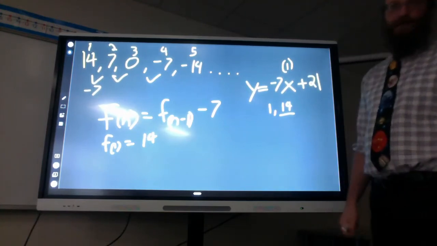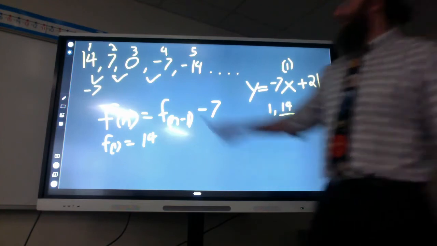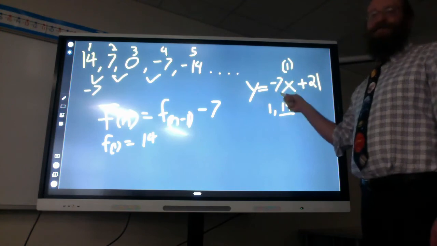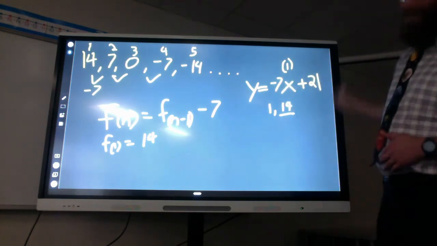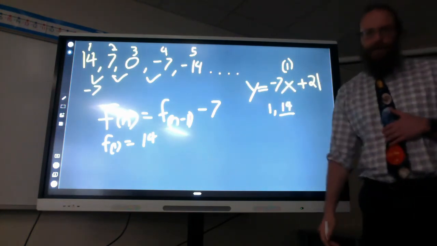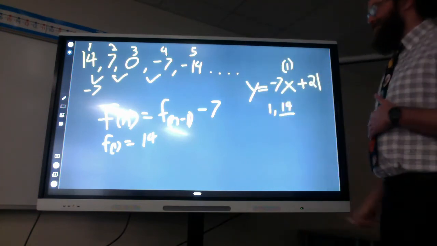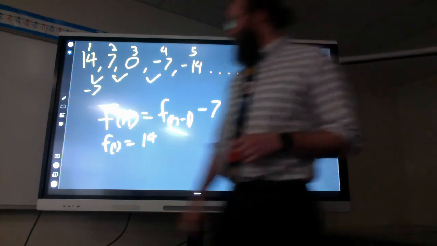Let's see if that works for all the other steps. I'm going to start with the easiest step, step 3. I plug in a 3, negative 7 times 3 plus 21 will equal 0. So we know we are correct. The explicit works for each of the steps.